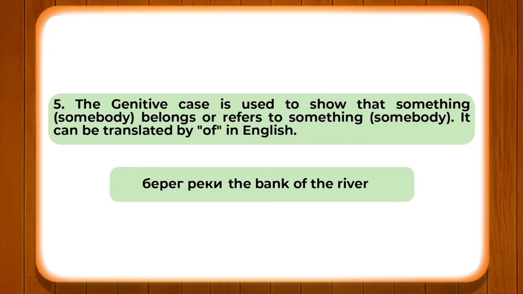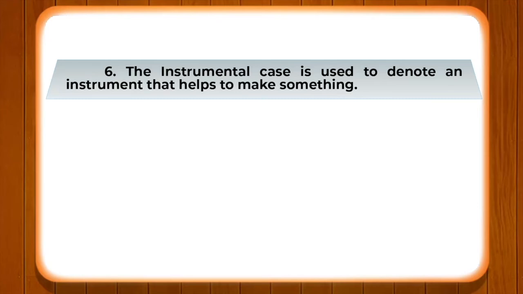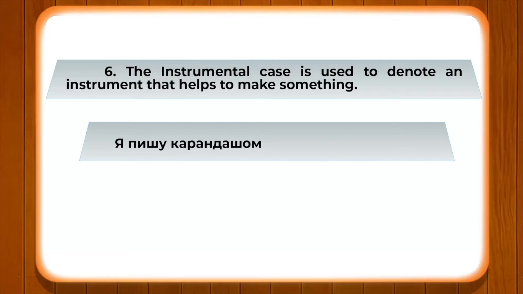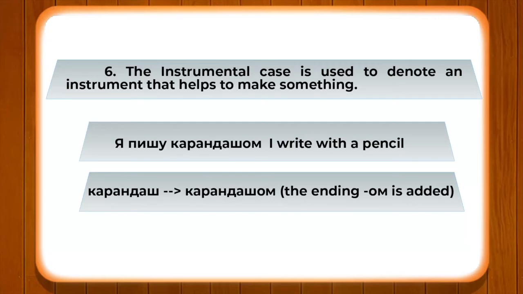Now the next one is instrumental case, very important case as well, known as Tvorichelny Padezh. It is used to denote an instrument that helps to make something. For example, ya pishu karandashom. So with the help of something you are doing, it gives that expression. Ya pishu, I am writing or I write with a pencil. Karandash, pencil, changes into karandashom.